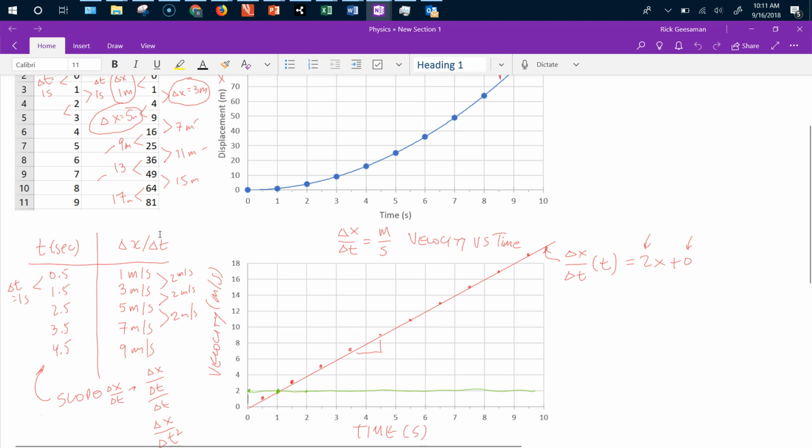Well, you know how to do all this in Excel. You know how to graph things. You know how to create equations in Excel and make really cool stuff. So give it a try. Good luck.